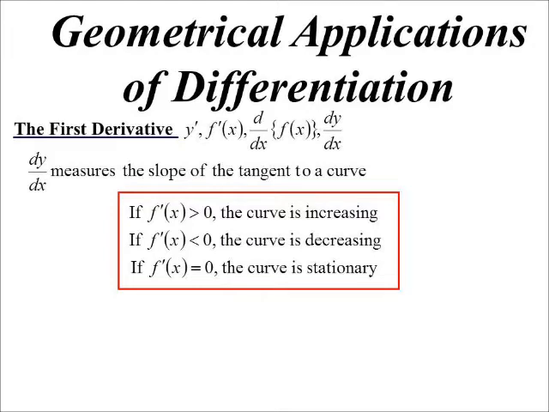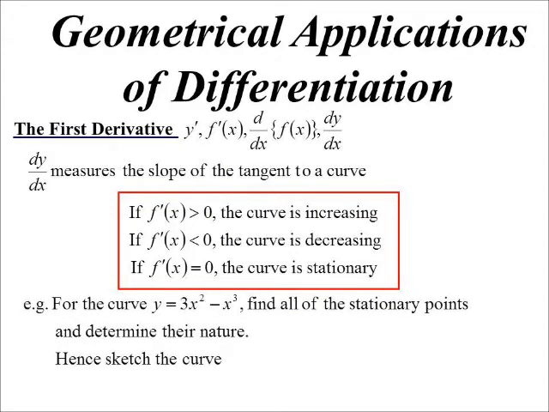Just using the first derivative, we're going to get a very rough sketch of this curve. So it's y = 3x² - x³. We're going to find those stationary points. We're going to work out their nature. And by their nature, they mean, well, is it what we call a maximum turning point or a minimum turning point? And then we'll, as I say, draw a rough sketch of that curve. So we're going to need our derivative to find stationary points.